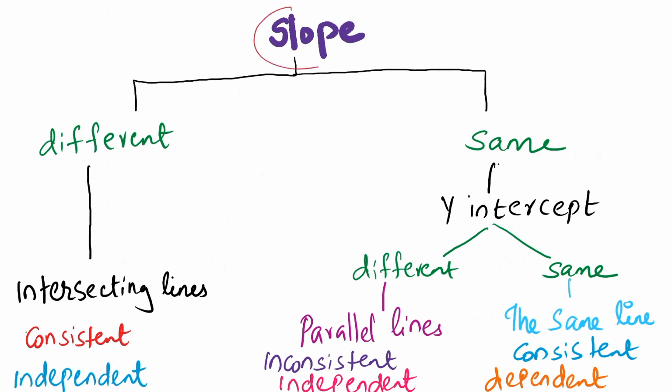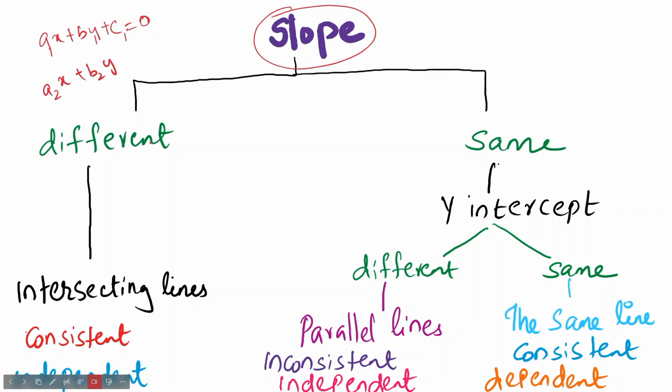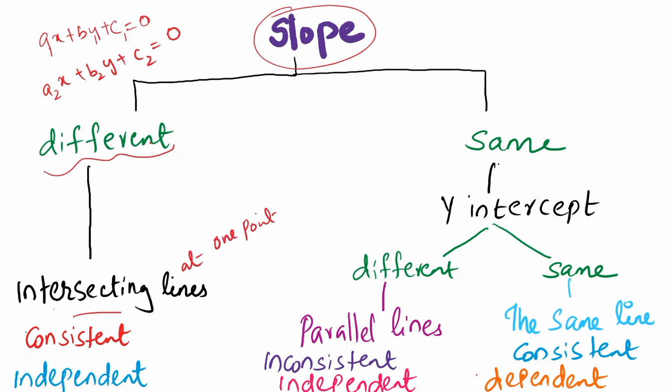So we are considering the slope. If it is different, the two equations, okay, a1 x plus b1 y plus c1 equals 0 and a2 x plus b2 y plus c2 equals 0. If two equations' slope is different, we can say the lines are intersecting at one point, okay, and consistent, and it is independent. You can pause the video and please note it down. It will be definitely useful for you.